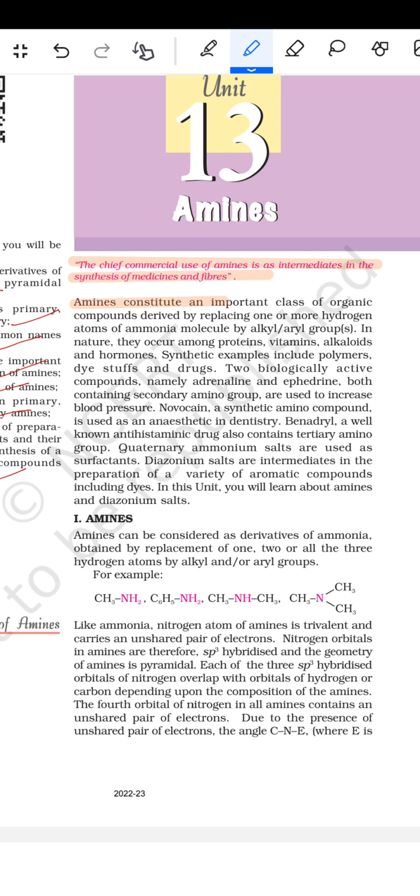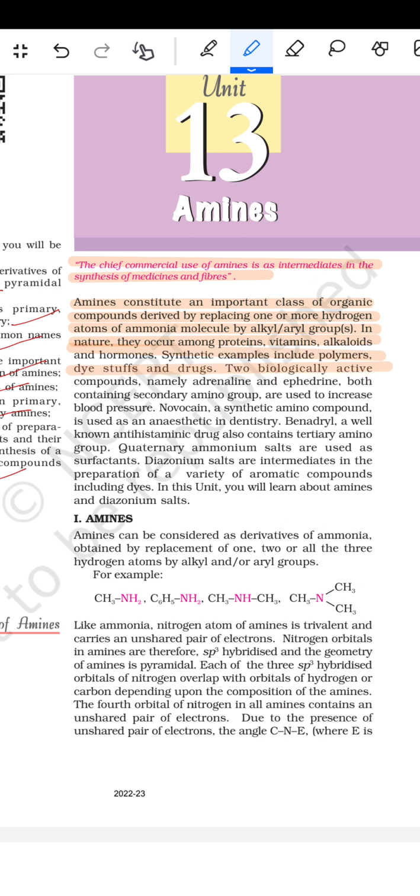The amines constitute an important class of organic compounds derived by replacing one or more hydrogen atoms of the ammonia molecule by an alkyl or aryl group. In nature, they occur among proteins, vitamins, alkaloids, and hormones. Synthetic examples include polymers, dyes, and drugs.